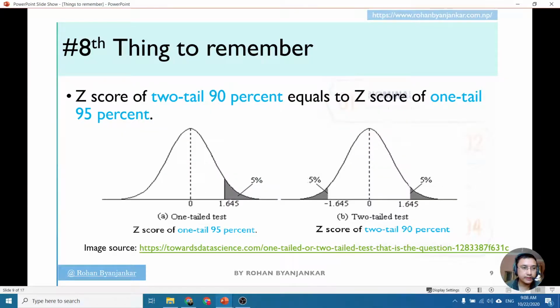And the eighth is z score of 2 till 90% equals z score of 1 till 95%. And this is clearly presented by the figure below. I have given the image source, and you can click on this link, as I have given the slide in the description box. You can also download the slide. And the most important thing to know is z score of 2 till 90% equals z score of 1 till 95%.